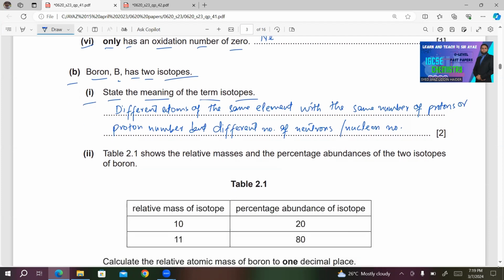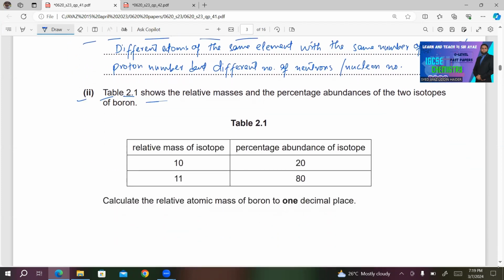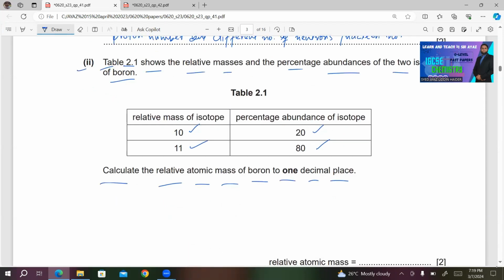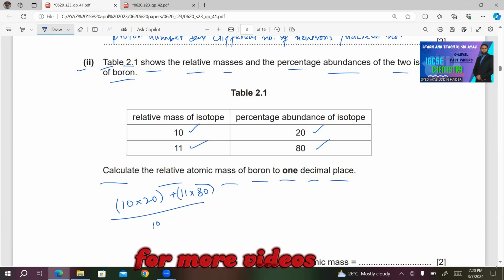Number 2, table 2.1 shows the relative masses and the percentage abundances of the two isotopes of boron. Here we have relative mass of isotope 10, 11. Percentage abundance for 10 is 20, for 11 is 80. Calculate the relative atomic mass of boron to one decimal place. What you have to do, you have to multiply the relative mass by the percentage and add up these values. So (10 multiplied by 20 plus 11 multiplied by 80) divided by 100.